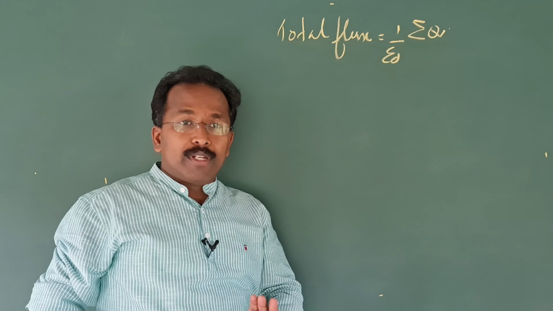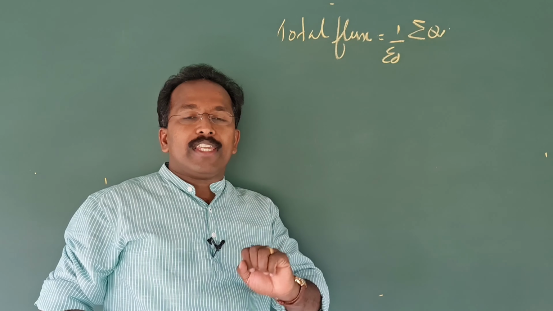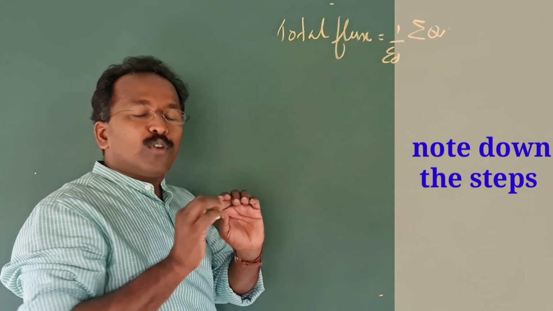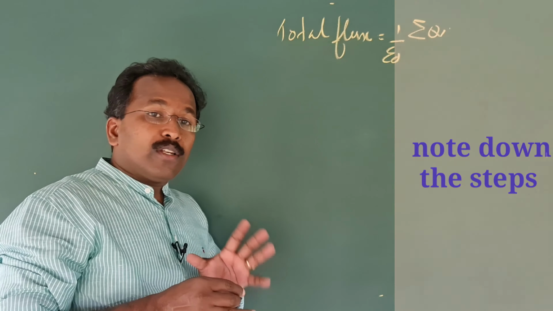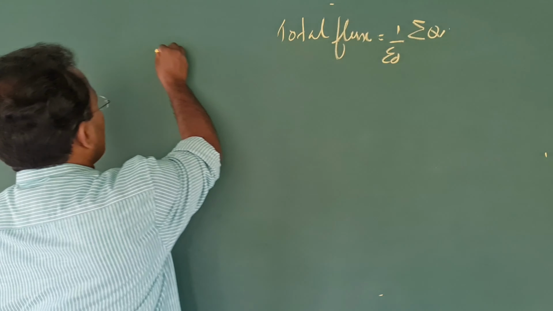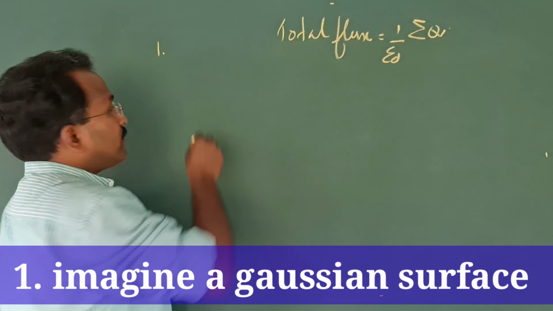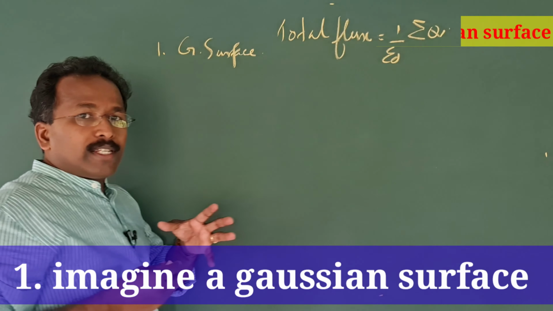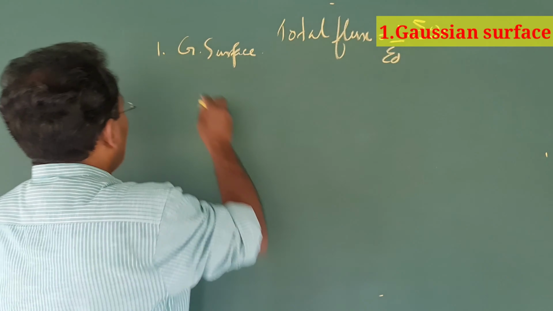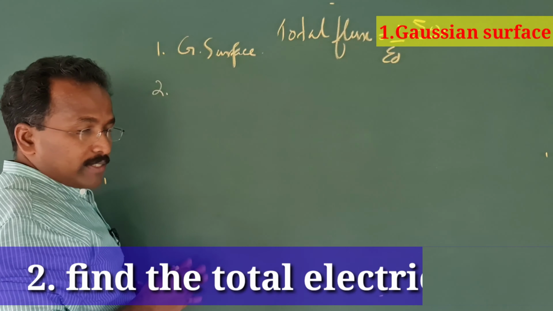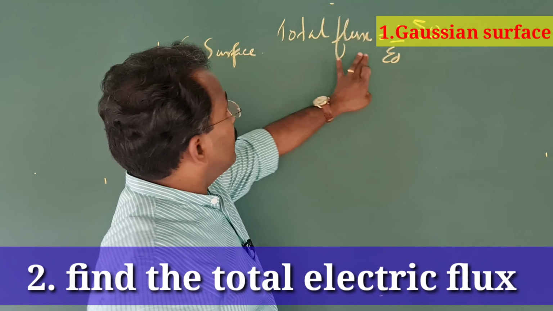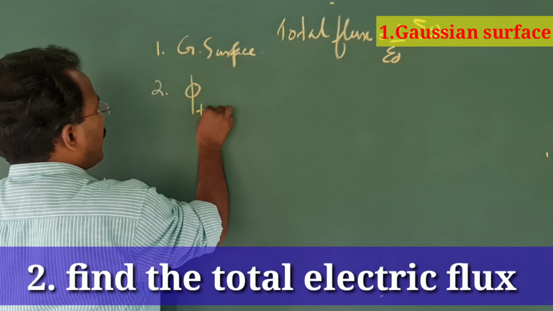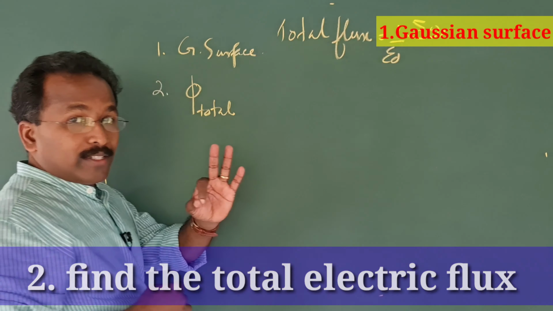In all these 3 situations, we use 5 sequential steps. Whenever you are applying Gauss theorem, we apply it over a Gaussian surface. So the first step is we imagine a Gaussian surface. The Gaussian surface will be different in different cases. And the second step is we apply this theorem, so we will find the total flux. So finding phi total is the second step.